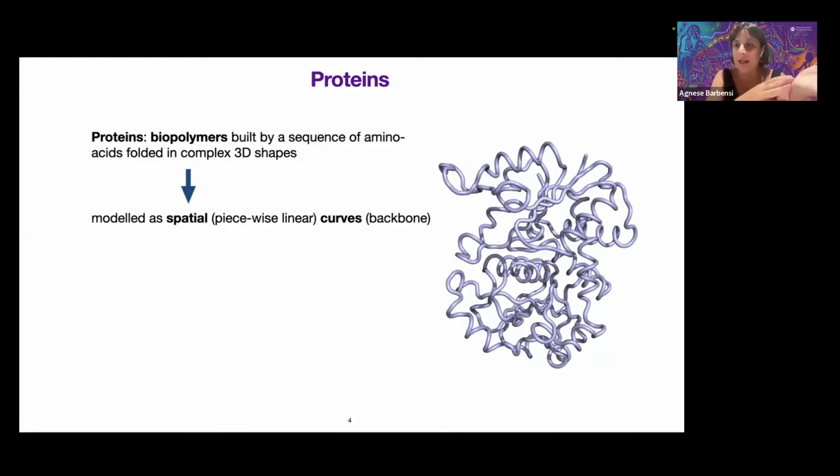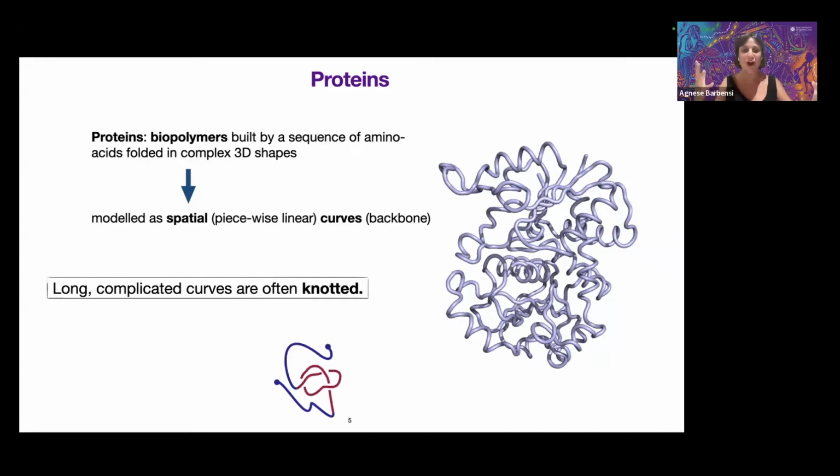So for anyone that has been working with complex, long curves in space, it shouldn't come as a surprise that often, these long, complicated curves are knotted. They often create some form of entanglement. So a natural question at this point is, what about proteins? I'm just telling you that I want to think about them as long, complicated spatial curves. So are proteins knotted?